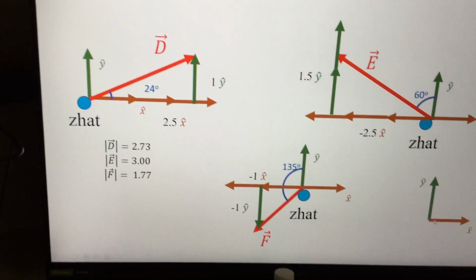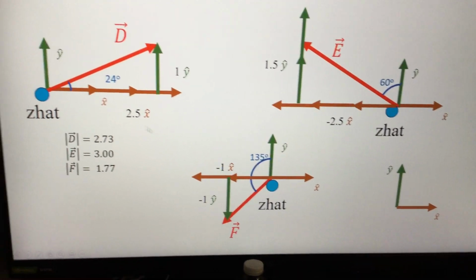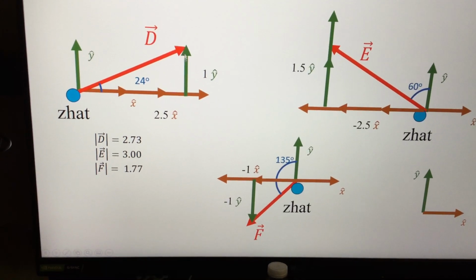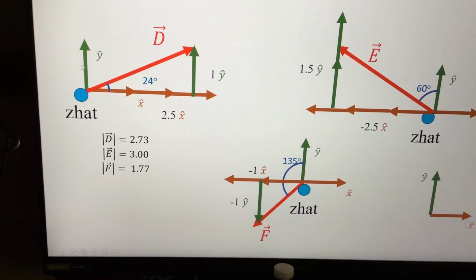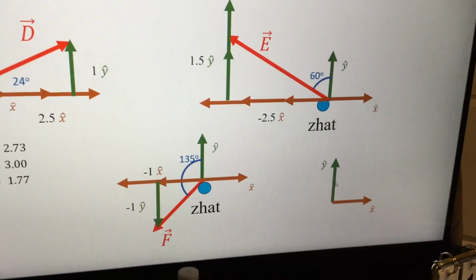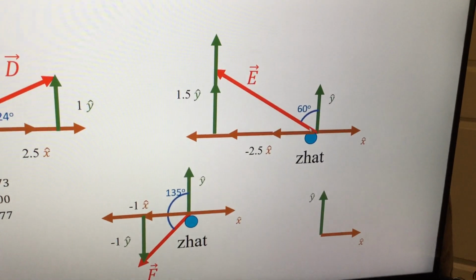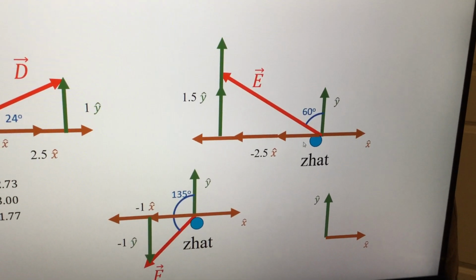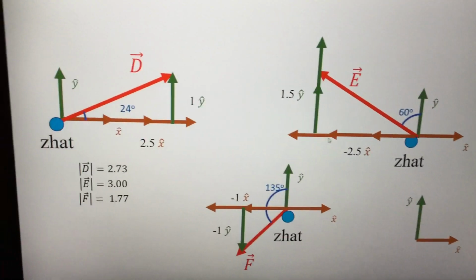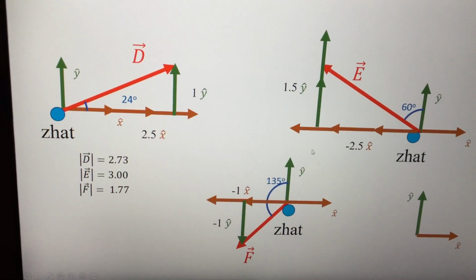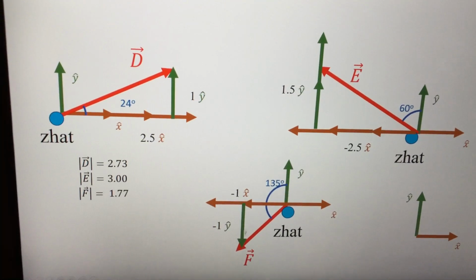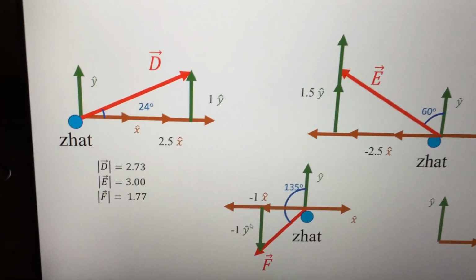D goes towards the right, so we're going to use the standard x going to the right 2.5 times to get the x component of D, and then we go one up to get one y component. For E, we are going towards the left, so it's going to be negative 2.5, the same distance as D. The only difference is we're going 1.5 instead of 1. For vector F, we're going 1 left, 1 down. It's going to be negative 1 x, negative 1 y.